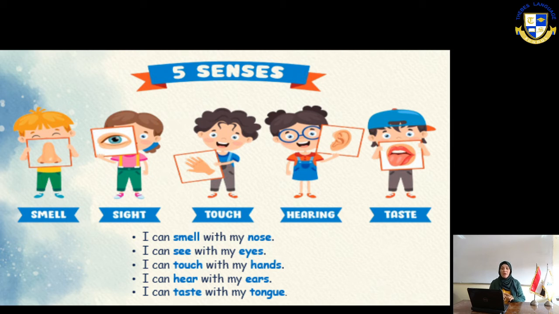Okay, now, I can smell with my nose. I can see with my eyes. I can touch with my hands. I have 2 hands. I can hear with my ears. And I can taste with my tongue. This is the tongue.